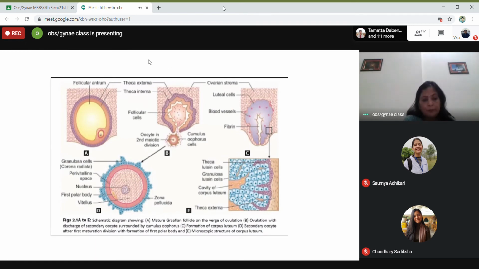This is a follicle, okay, and then this is the oocyte, and this is the theca interna and theca externa. After ovulation, the oocyte will complete the second meiotic division.